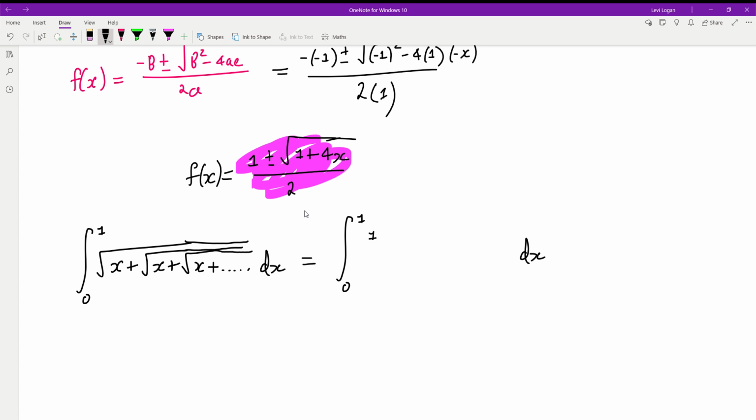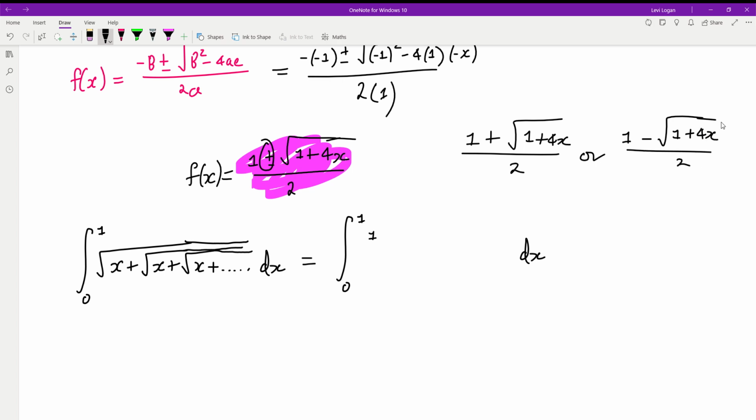Now, with our numbers here, we're only going to consider the positive 1. Because you see this plus or minus, this means two different functions. This indicates 1 plus the square root of 1 plus 4x on 2, or it considers this one here, where you have 1 minus the square root of 1 plus 4x on 2. Now, if you integrate them, you're going to get two very different answers because these aren't the same functions. One is like a reflection of the other due to the sign of the coefficient here.